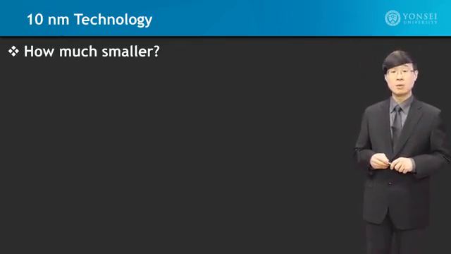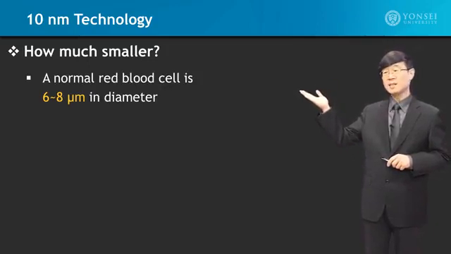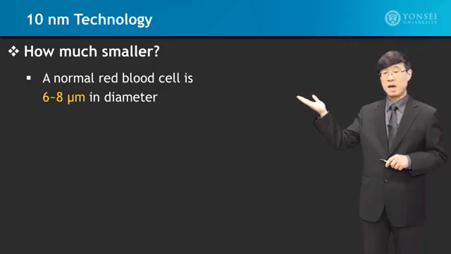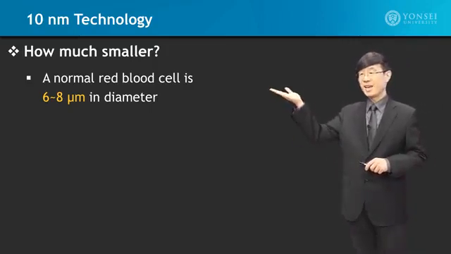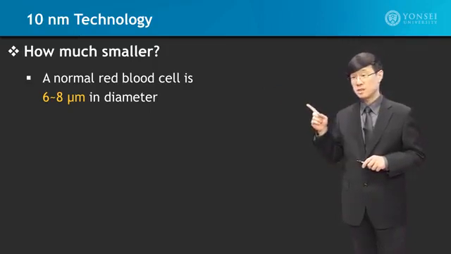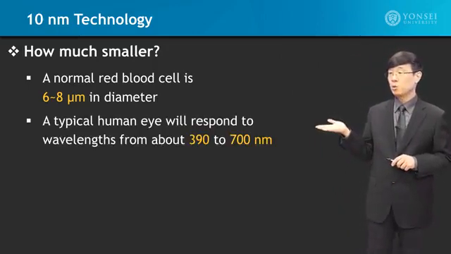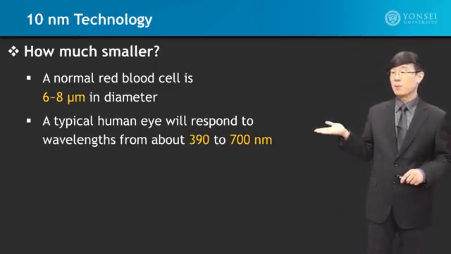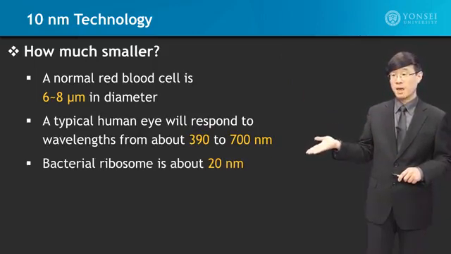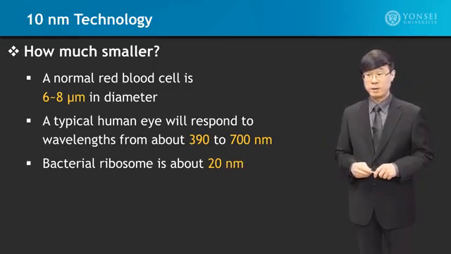How much smaller can we go? Well, let's first take a reference at what 10 nanometer really means. How small is that? First, a normal red blood cell is about 6 to 8 micrometers in diameter. Micrometers. This is different from a nanometer, which I will soon explain. A typical human eye will respond to wavelengths from about 390 to 700 nanometers. A bacterial ribosome is about 20 nanometers.